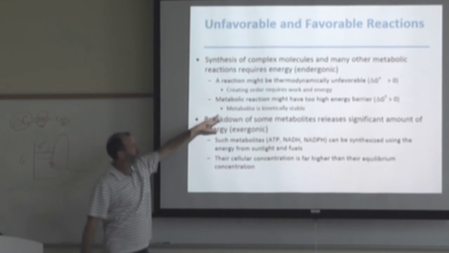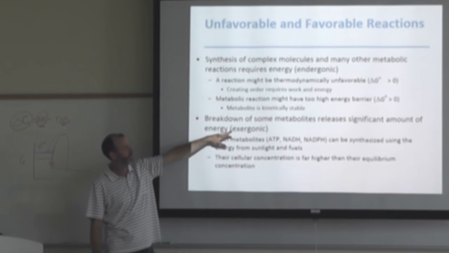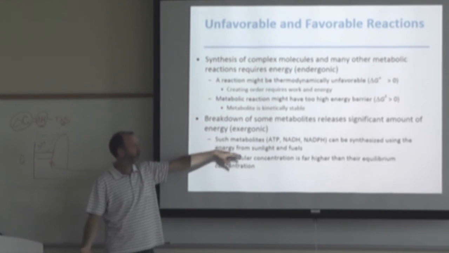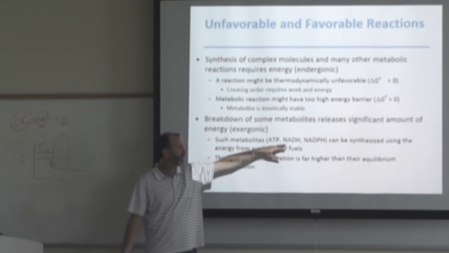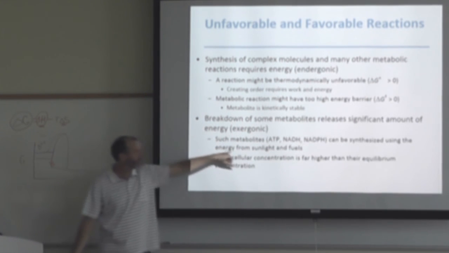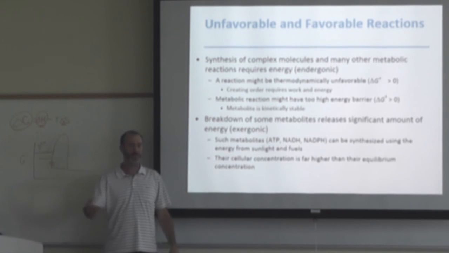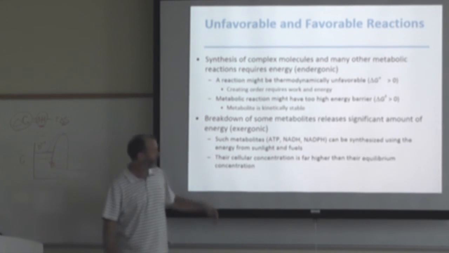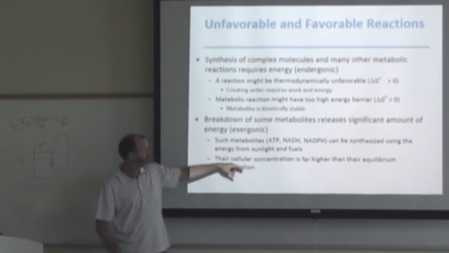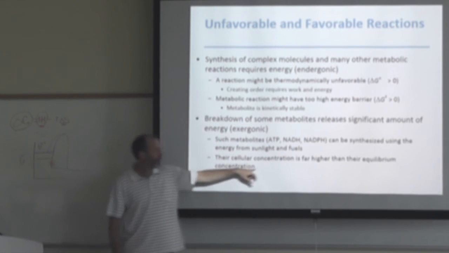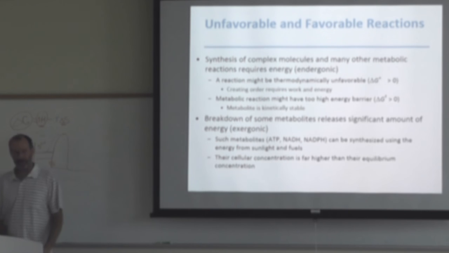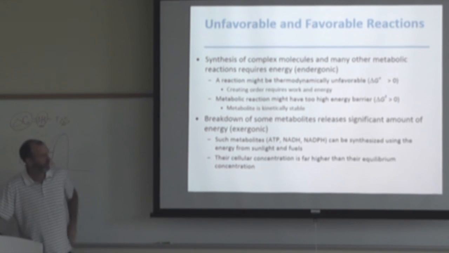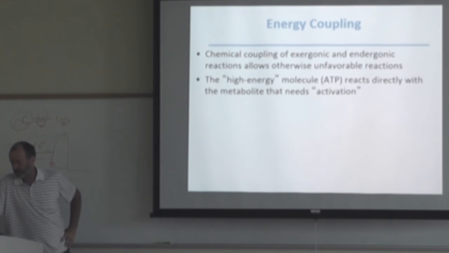Metabolites are kinetically stable. Breakdown of some metabolites releases a significant amount of energy. That's exergonic. And such metabolites as ATP, NADH, and NADPH can be synthesized using energy from sunlight and other fuels. So we create these by burning sugar and fat from the things we eat, and plants can make them. Their cellular concentration is far higher than their equilibrium concentration, so that's going to drive things forward, because we have a much higher concentration than at equilibrium, so that moves the reaction for them to break down ATP to ADP.